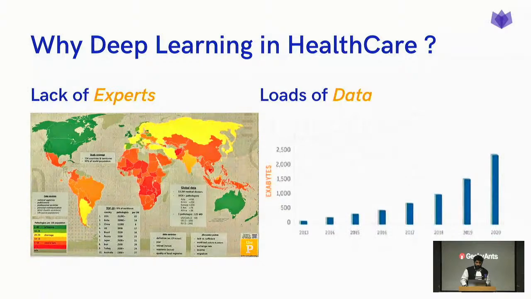So now, why deep learning in healthcare, right? Now you look at the right side here. It's a heat map which covers the availability of experts, as in radiologists and pathologists, across the globe, right? You see the green portions. You have enough people around the North America and Australia region, but there's shortage and there's lack in most parts of the world, right?